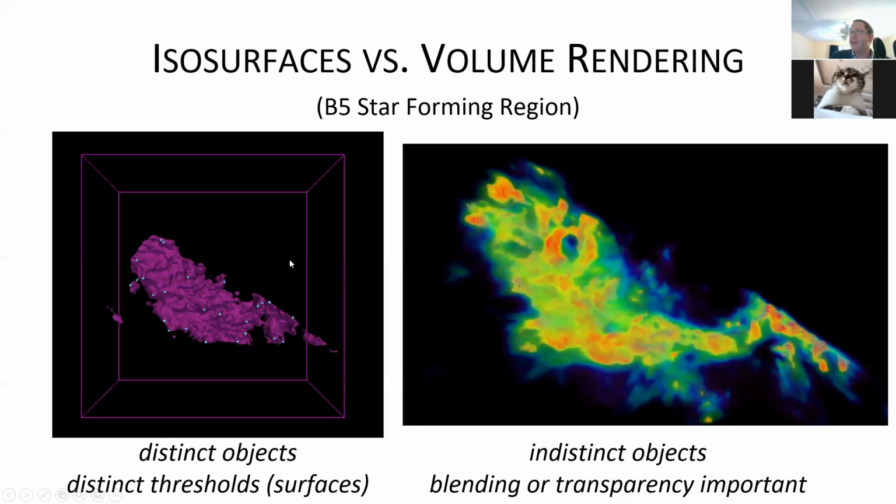Here, I do believe this is the B5 star forming region. So here is the star forming region. Here's a bunch of stars being formed in this area of the galaxy. Here it is as a volume rendering. The volume rendering gives you that sense. This looks like a terrain map, right? You're fighting your visual processing system to see this, but you can see more structure with an isosurface. You get the sense with the volume rendering.